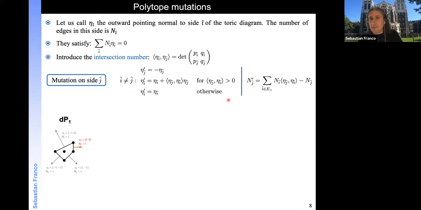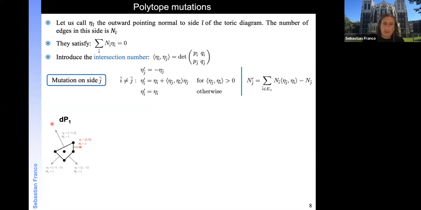Very good. So this formula should be familiar to a lot of people. Most geometric realizations of Seiberg duality have something that looks like that, and we're going to come back to it. So let me give you an example, right?